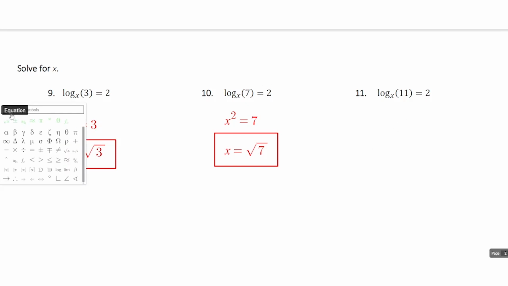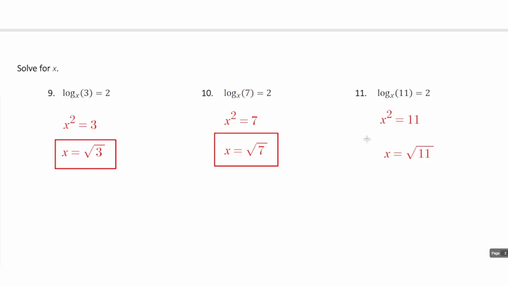Number 11, here's another problem that's set up basically the same way. We're going to have x squared equals 11, take the square root of both sides, and we get the square root of 11. And one last time, when you're solving, technically you get plus or minus the square root of 11, but since we cannot have a negative base for the logarithm, we just throw that one away, chalk it up to being an extraneous solution because of that restriction to what the base could be, and we're just going to keep the positive one. All right, so that's 9, 10, and 11.